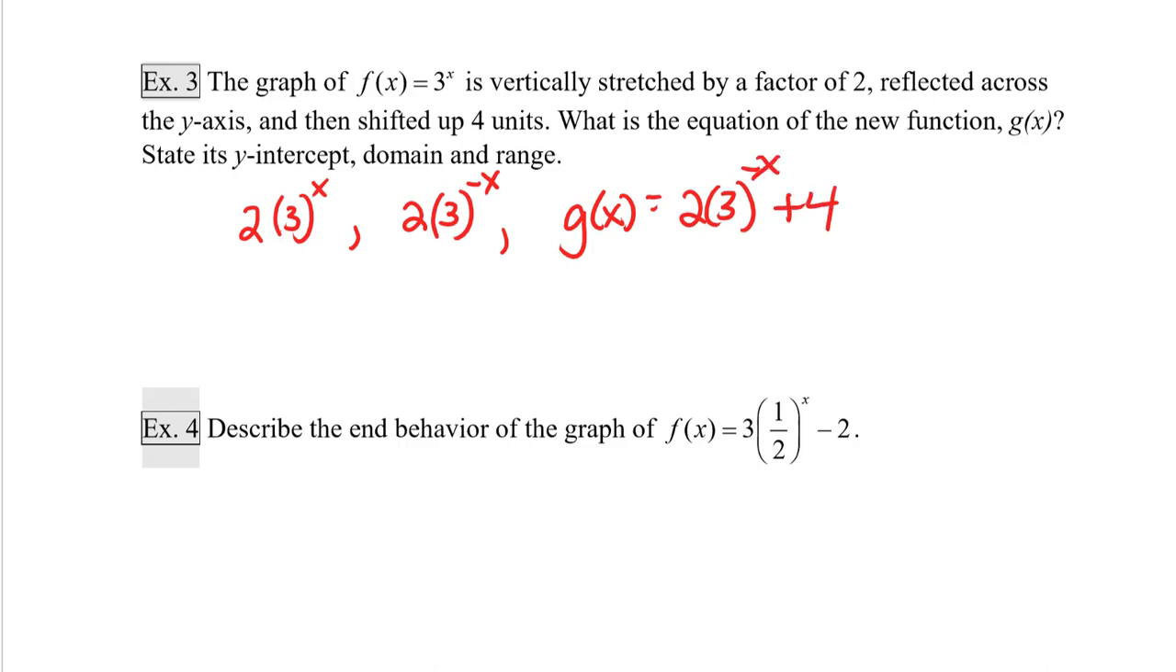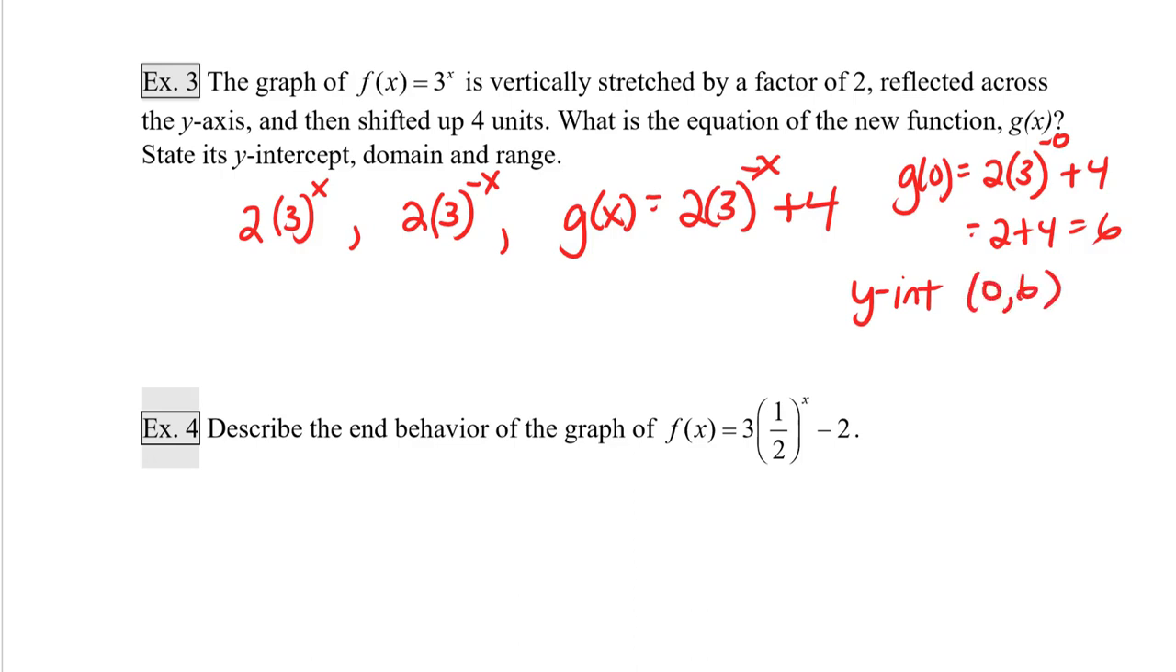And then we want to talk about its y-intercept, domain, and range. Well, we know that the y-intercept is when x is equal to 0. So if we evaluate g of 0, we get 2 times 3 to the negative 0 plus 4. Well, 3 to the 0 is 1, so this becomes 2 plus 4, which is equal to 6. So that means that the y-intercept is the point (0, 6).